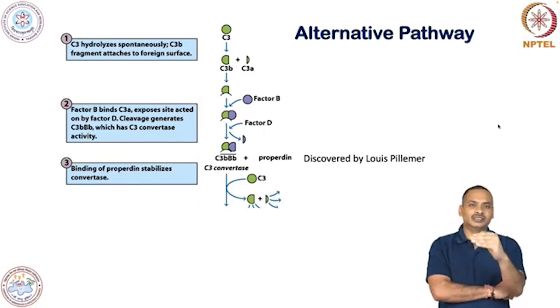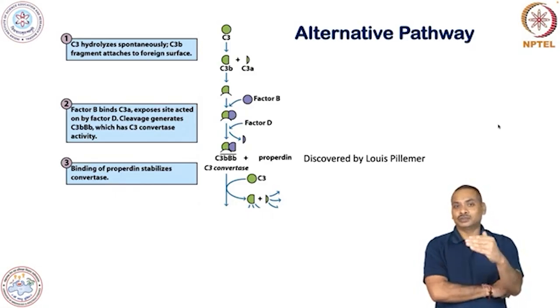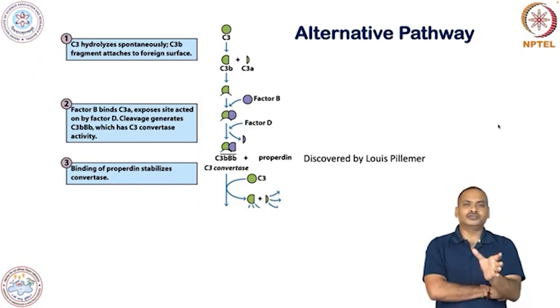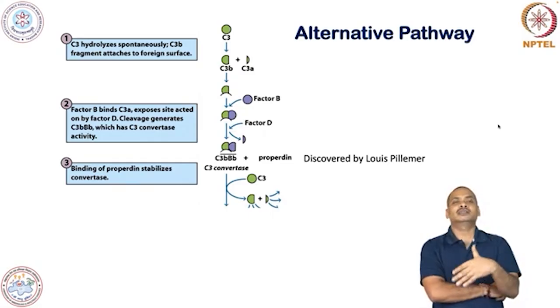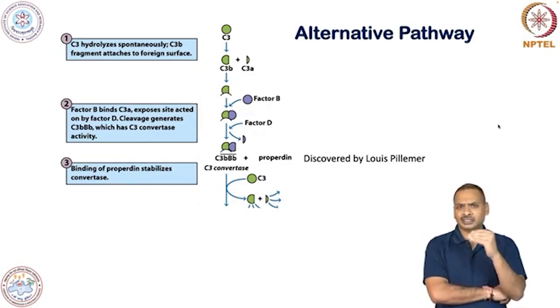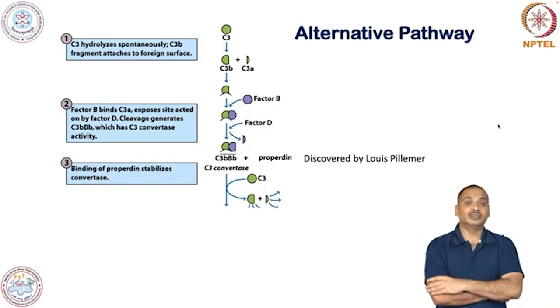Initially, when he discovered properdin, it was not accepted by the scientific community. But later on, after a few years, he repeated the experiment, and then he established that properdin plays a very important role in the alternative pathway.